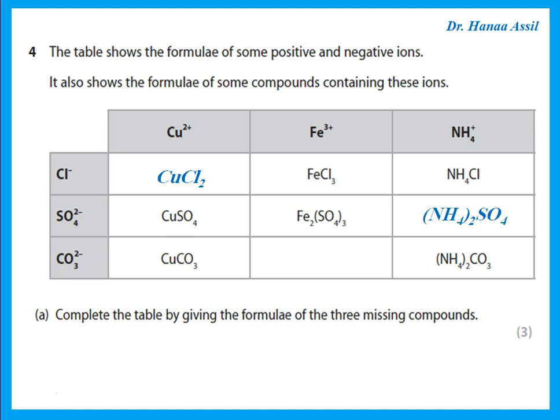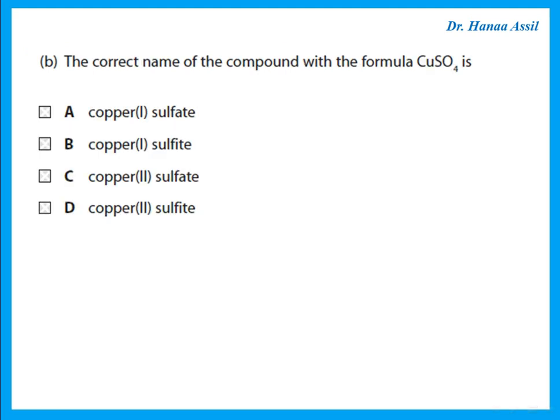Now, Fe3+ with CO3 2-, that means the valency of iron is 3, I put that under the carbonate. The valency of carbonate is 2, I put that under the iron. The correct name of the compound with this formula is what?